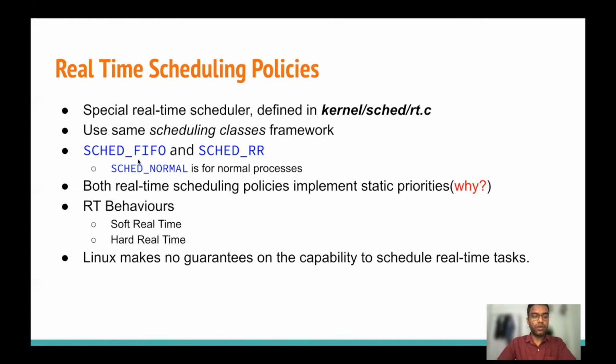So in SCHED_FIFO, every process can run for infinite time in the first in first out manner, but in SCHED_RR, they have a specific time slice. When a process completes its time slice, then other processes of the same priority run in a round robin fashion, and the higher priority process can preempt the lower priority process.